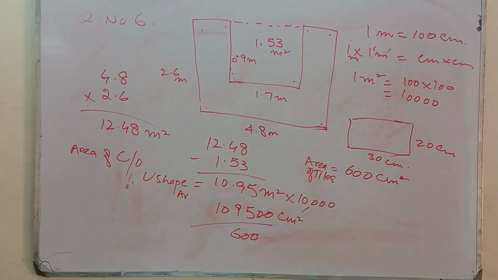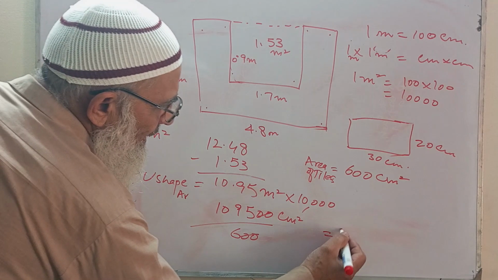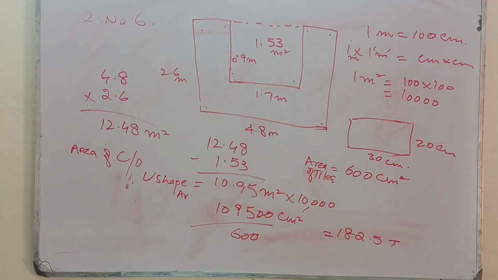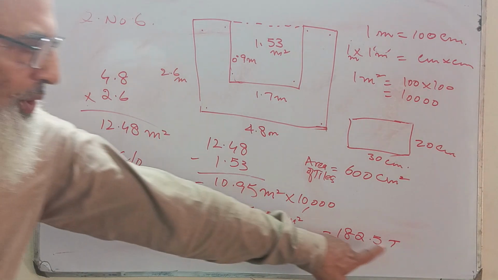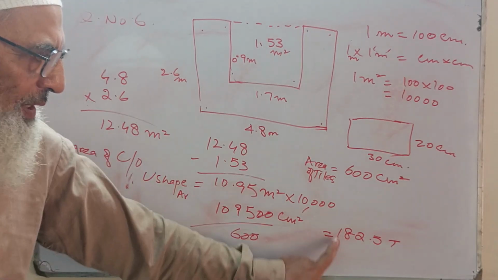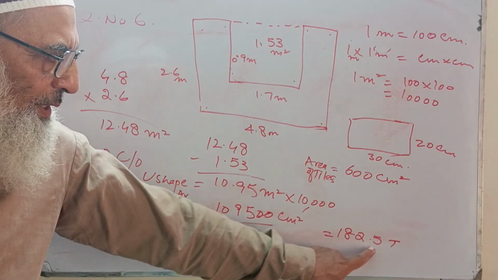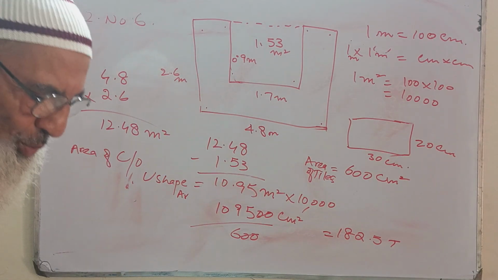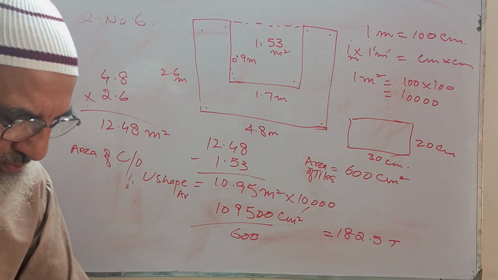Cancel these two zeros, and then just 1095 divided by 6 only, that is equal to 182.5 tiles. Now this is not in centimeters, this is in units only, per units. So 182.5 tiles will be fixed in this area, 182 tiles will be fixed in this area.